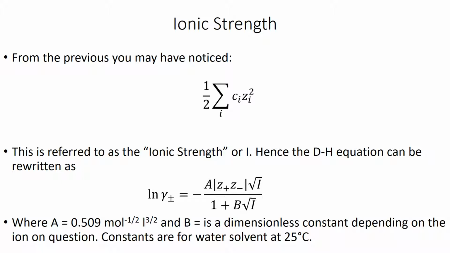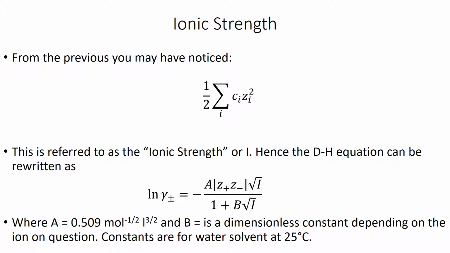And this brings us to an important concept called the ionic strength. From the previous slides, you may have noticed this term, 1 on 2 multiplied by the summation over i of Ci Zi squared. This is referred to as the ionic strength, or I, and you will come across it quite often.